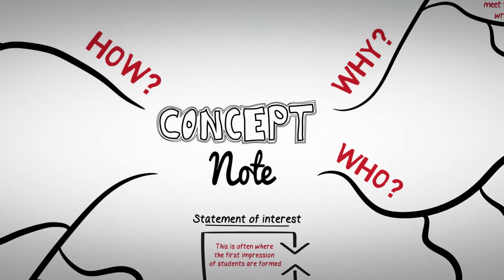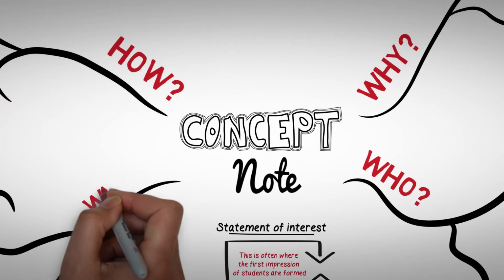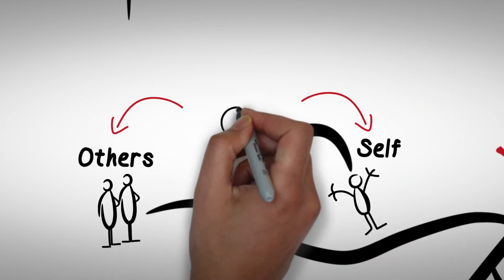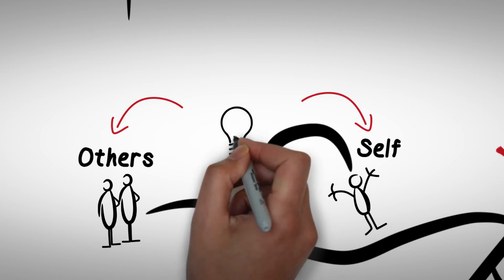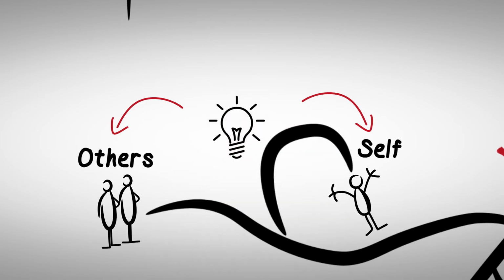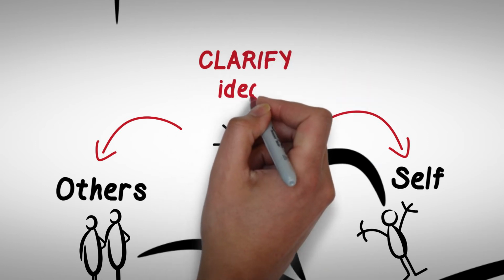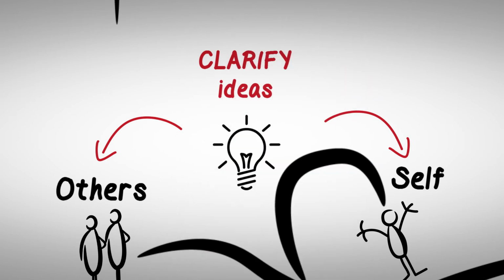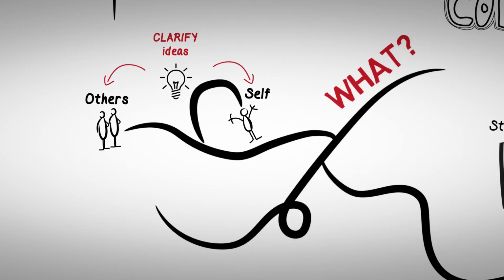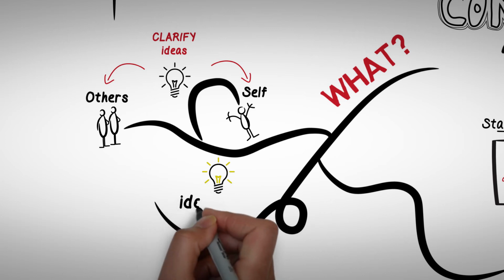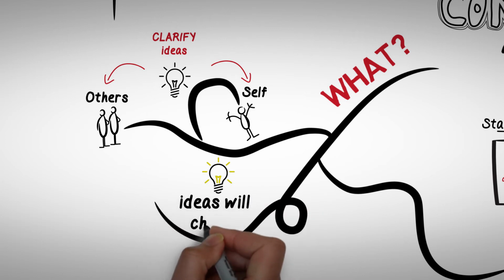So we're ready to talk about what the concept note is. So let's try and define it. The concept note is a way of making clear to yourself and to others who may be interested in working with you, as potential supervisors, funders, etc., what your research is about. It's usually written in the early stages of research to clarify ideas. It's really important to understand that these ideas will change as your research moves on.